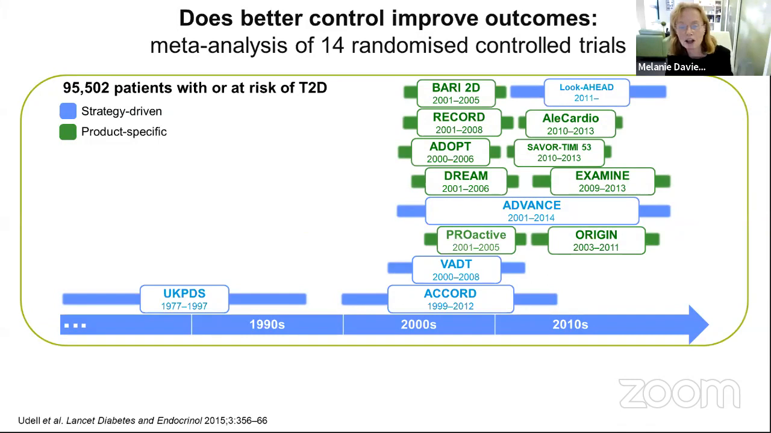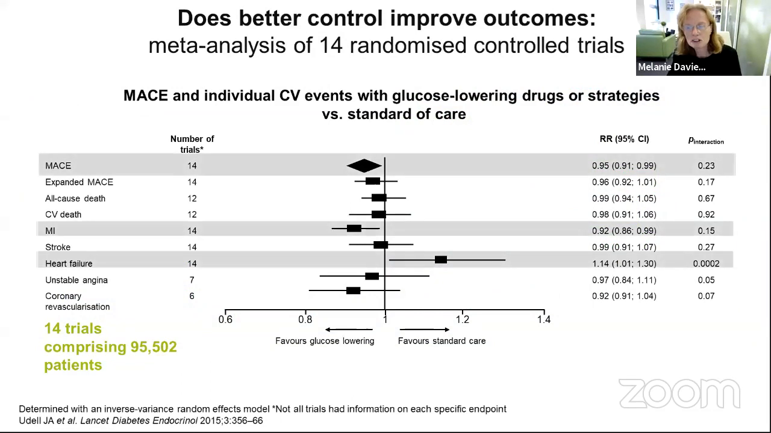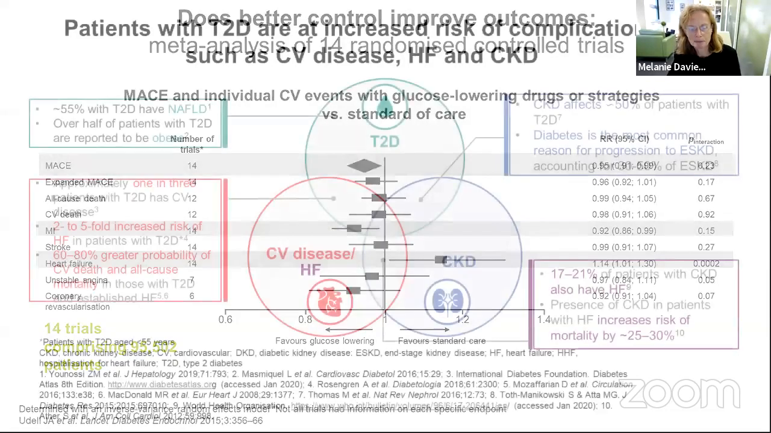We've looked at whether we can close that gap with controlling glucose levels, and this is a 2015 meta-analysis of nearly 100,000 patients in studies both looking at regimes to lower glucose and with particular agents. And you can see that there was a very modest reduction in 3-point MACE of around 5%, an increase in heart failure and a very small reduction in the risk of MI.